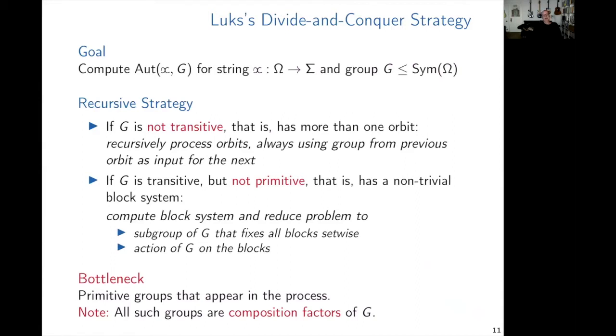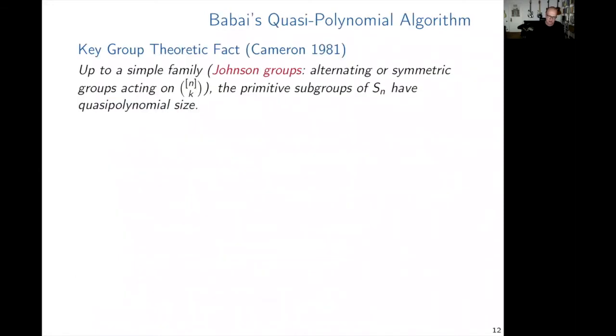Okay, and the thing is, a lot is known about primitive groups. For example, from the classification of finite simple groups, we can get a lot of information about primitive groups. And that is basically what we want to use, and that's what Luks used and what Babai used to make progress with such a recursive algorithm. Okay, so let's first talk about Babai's algorithm.